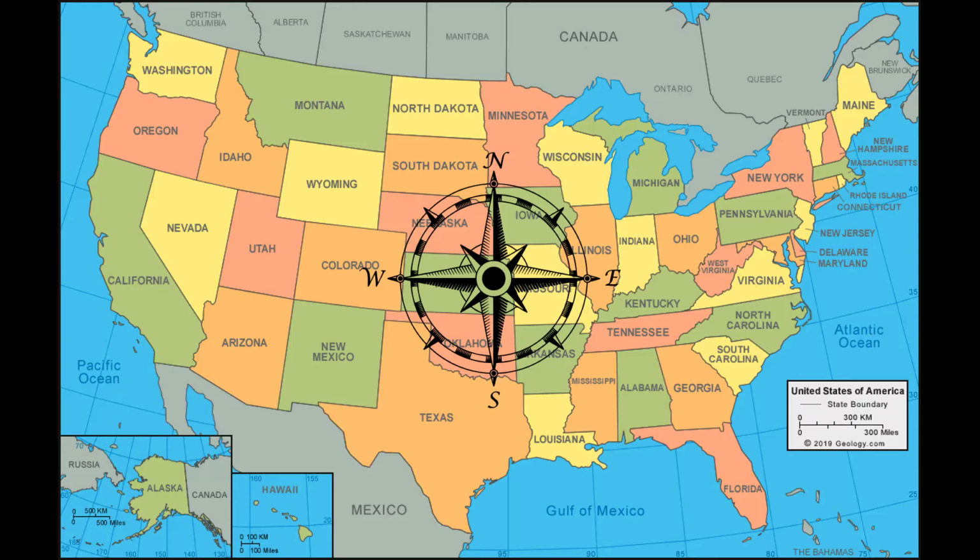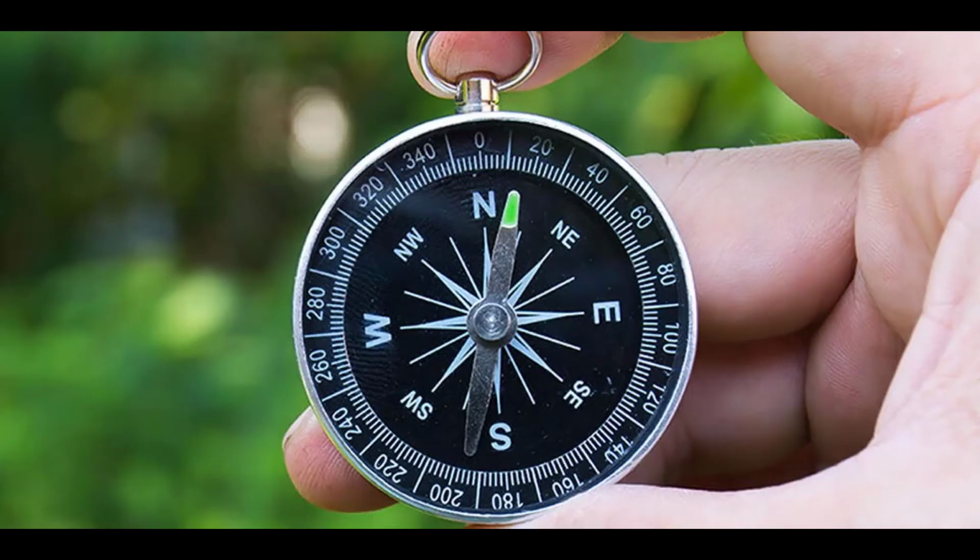You can combine the cardinal directions to express locations of places accurately. For example, New York is located northeast in the United States. When you are outside, you can use a pocket compass to understand which direction you are traveling.